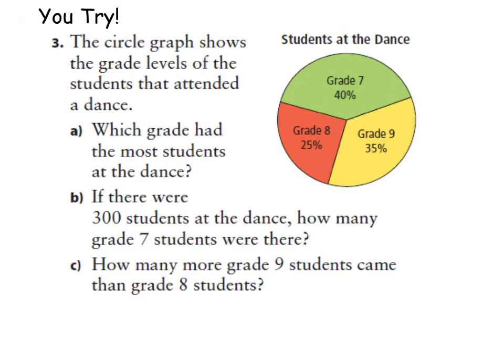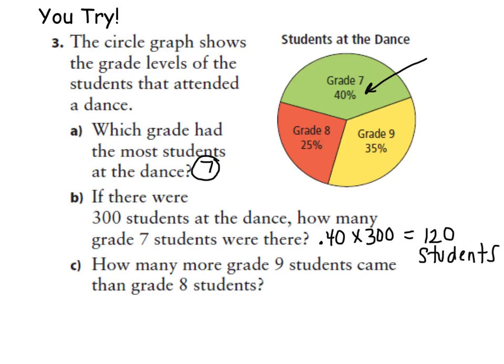Okay, now it's your turn. Go ahead and pause the video, answer these questions about the circle graph, and then press play again to check your answers. Okay, the circle graph shows the grade levels of the students that attended the dance. Which grade had the most students attend the dance? That would be grade 7, because they had 40% attend the dance. If there were 300 students at the dance, how many grade 7 students were there? Well, 40% of the total number of students were at the dance, and so that makes 120 students total.